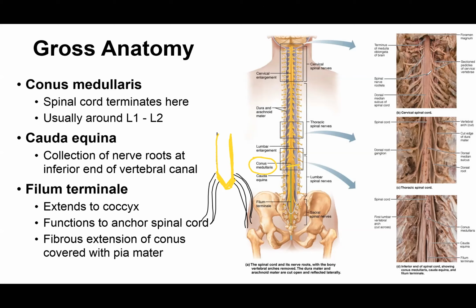And usually this is approximately at the level of L1, L2. So the spinal cord is ending at around L1, L2. And you can see the conus medullaris much better over here in the picture of the cadaver anatomy. So you can see it there where it's coming to a point.